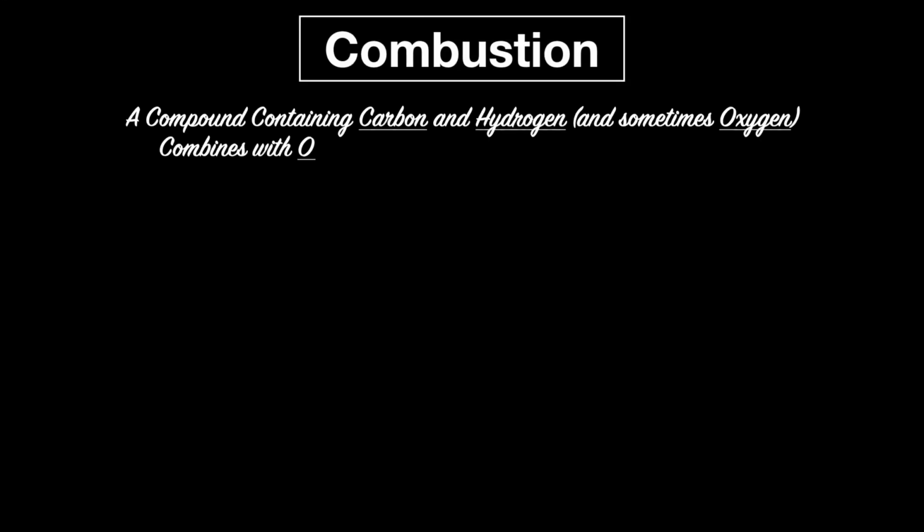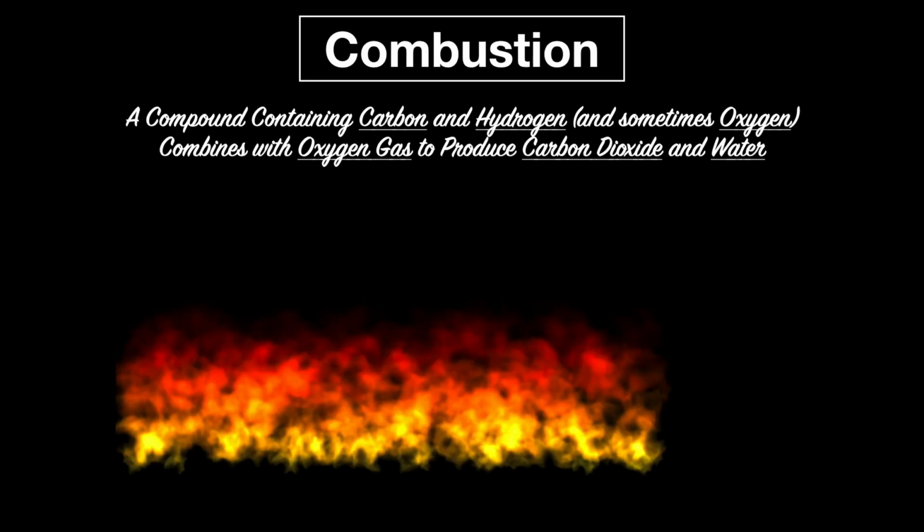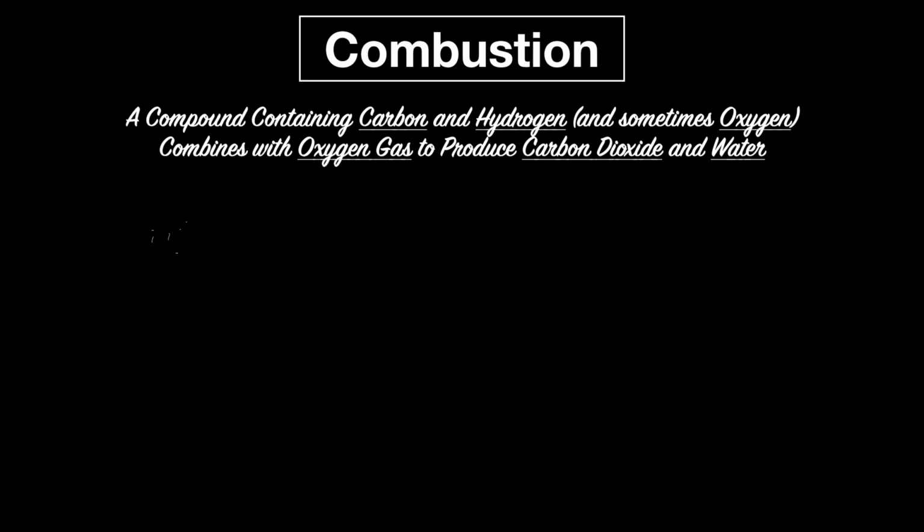During a combustion reaction, we're going to have a compound containing carbon and hydrogen and sometimes oxygen, and we're going to combine oxygen gas to produce carbon dioxide and water. So our products are always going to be carbon dioxide and water, but the reactants that we mix are usually going to contain oxygen, but always contain carbon and hydrogen. So during a combustion reaction, we're going to get a flame.